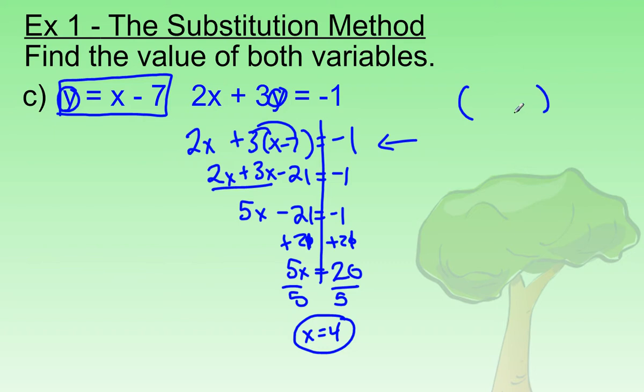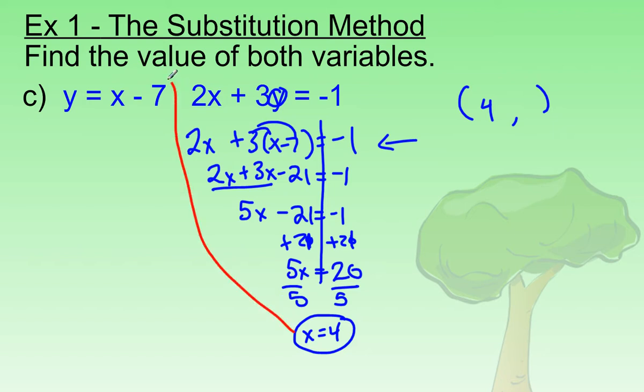So we found an x value of 4 that will work in both equations. Now all I have to do is find the y value. So if I plug in an x value of 4 here, I can find the y value. And the y value is negative 3. So I found the x and the y that makes both of these equations true.